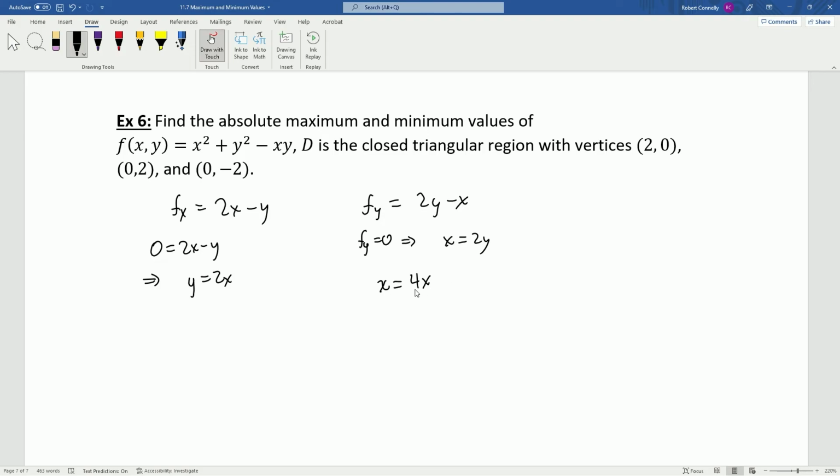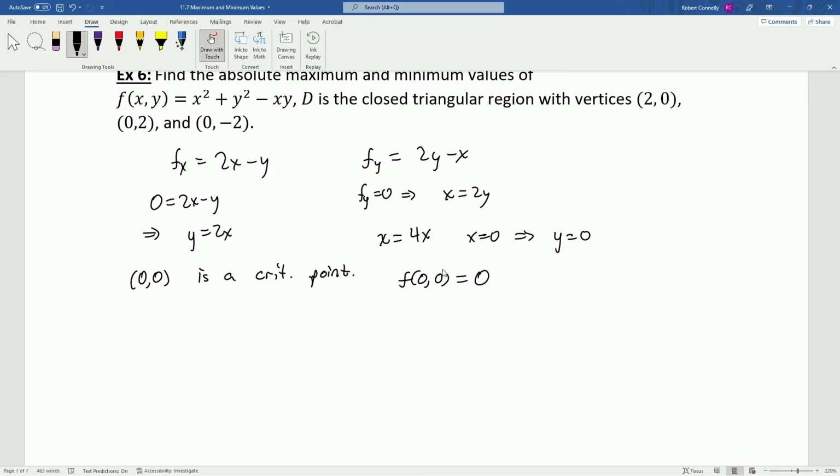So this is only true if x is 0, which implies that y equals 0 as well. So (0, 0) is a critical point. And let's go ahead and evaluate the value of the function there, which is just 0. So we'll keep that in mind.